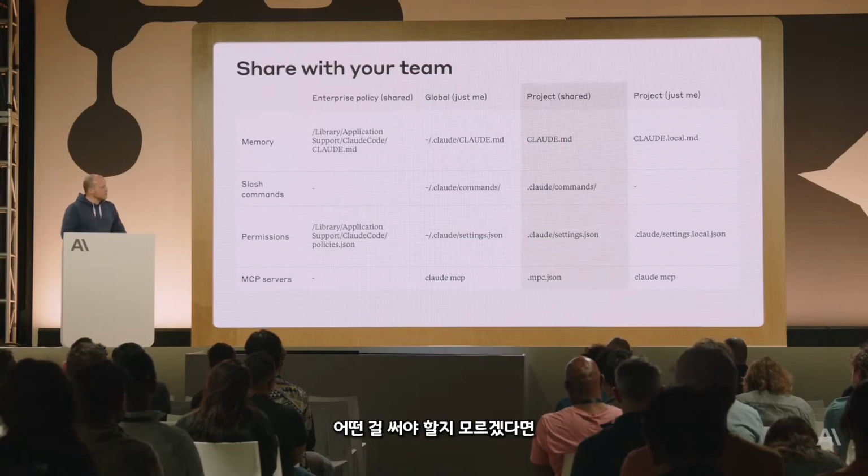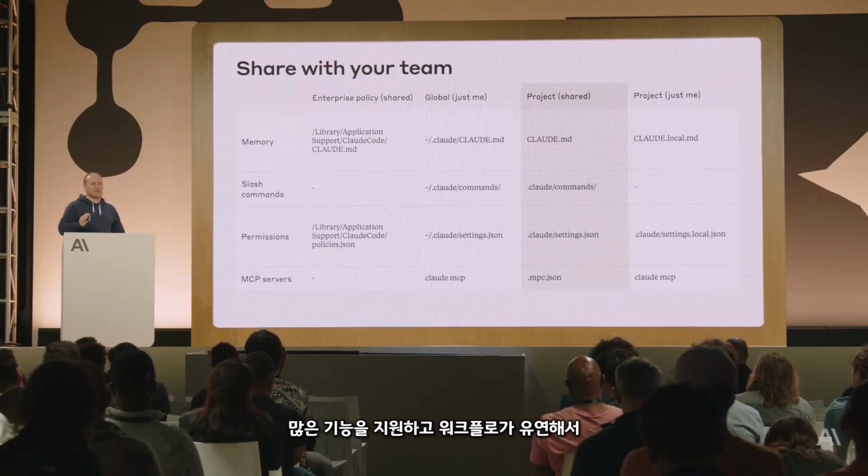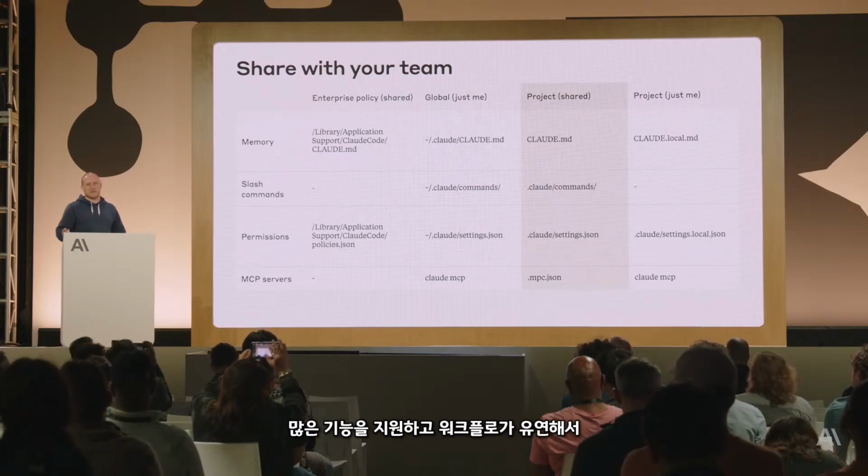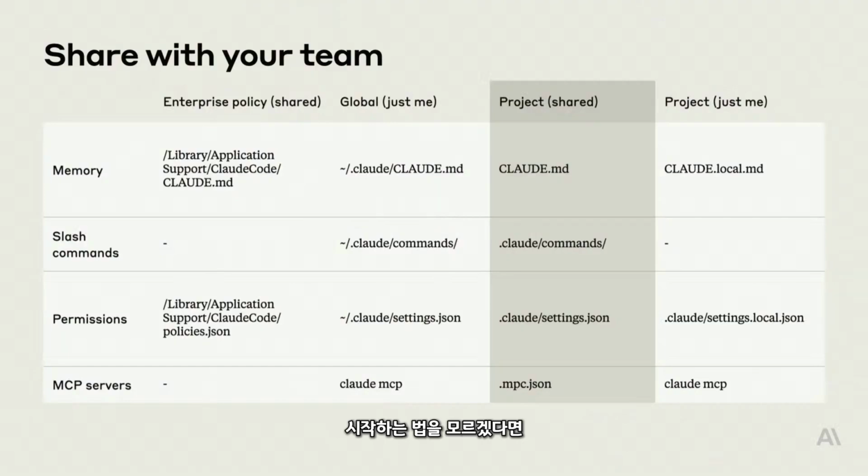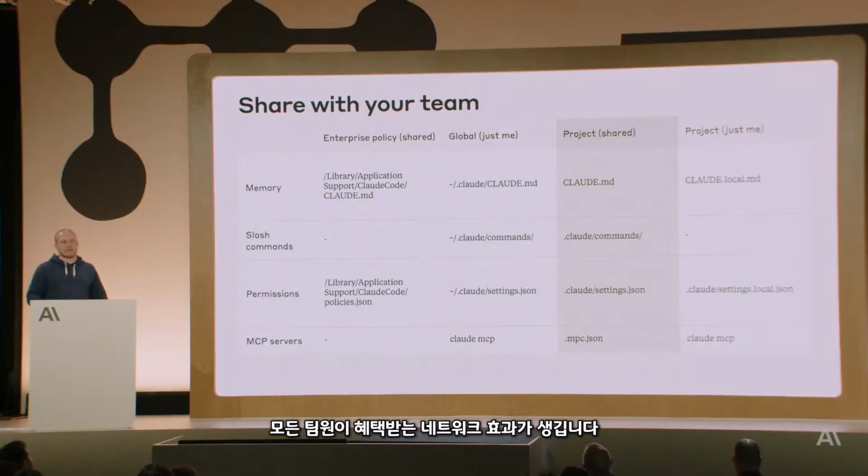If you're not sure which of these to use, this is kind of an insane matrix, because we support a lot of stuff, engineer workflows are very flexible, and every company is different, so we want to support everything. If you're not sure how to get started, I would recommend starting with shared project context. You write this once and then share it with everyone on the team, and you get this network effect where someone does a little bit of work and everyone on the team benefits.